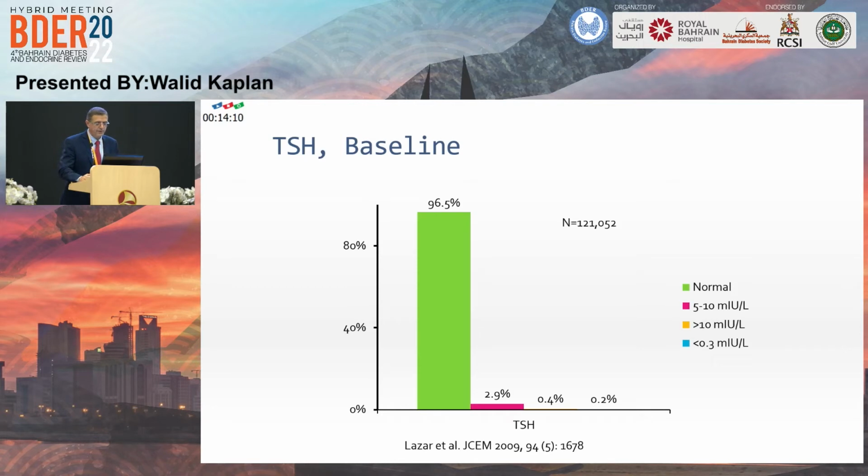Out of the 120,000 or 121,000, 96.5% ended up having a normal TSH. So the abnormal was only 3.5%. Again, this is strong evidence that we're overdoing thyroid function tests, and the yield is really, really low. And out of the 3.5% abnormalities, 2.9% had a TSH in the range of 5 to 10 with a normal free T4, and that's basically subclinical hypothyroidism, and less than 1% ended up having overt hypothyroidism or hyperthyroidism.